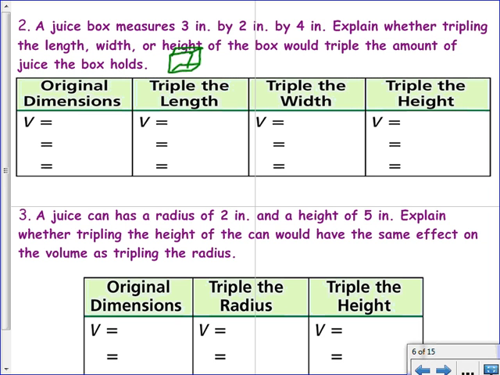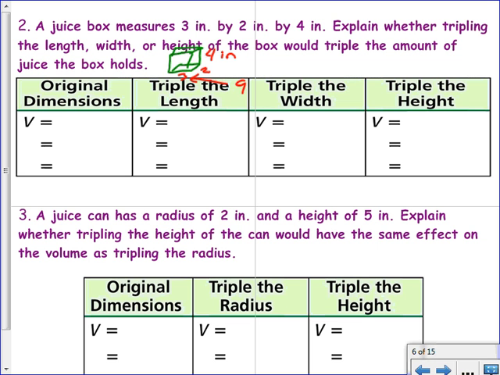We've got it that is 3 inches long, 2 inches wide, and 4 inches high. And it will hold a certain amount of juice. The question is, if I tripled one and only one of these measurements, let's say I tripled the length, and I made it a 9 instead of a 3, what would happen to the volume of juice that the box would hold? And that's what we're going to find out. And the way we're going to do it is by finding the original volume, and then finding each new volume if I tripled only one of them.